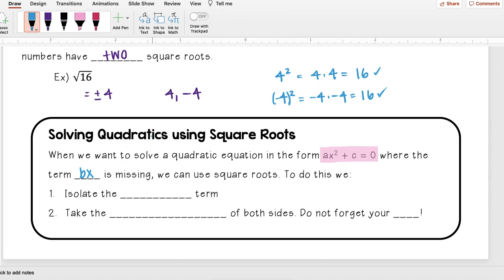To solve these, first we're going to isolate the squared term. Then we're going to take the square root of both sides. And don't forget your plus or minus.